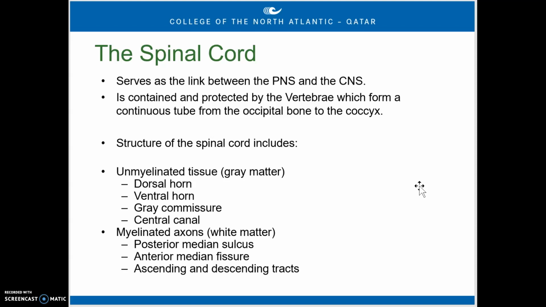So the structure of the spinal cord, of course, is going to include gray matter and white matter. When we talk about the gray matter, we're talking about unmyelinated tissue, usually those cell bodies like we discussed in lab. And we get that butterfly pattern of gray tissue that we find in the spinal cord. We get a dorsal and a ventral horn on both the left and right hand sides. We get the gray commissure that connects the left and right sides, and then we get the central canal where we have circulation of the cerebrospinal fluid.